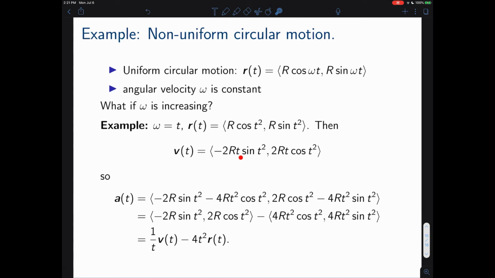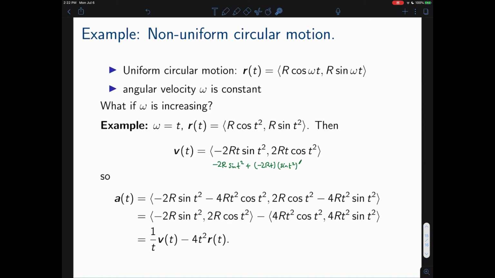Since we have a t multiplied with another function, I have two non-constant functions multiplied together. When we have a product of functions like that, we have to use the product rule. So I'll differentiate the t and leave the sine t squared alone. And then we'll leave the t alone and differentiate the sine t squared. So I have minus 2r sine t squared when we differentiate the t. And then for the next term, we'll leave the minus 2rt alone and differentiate the sine t squared.